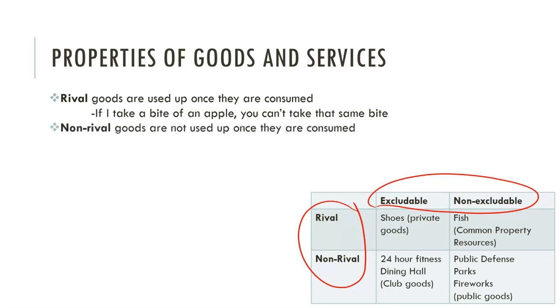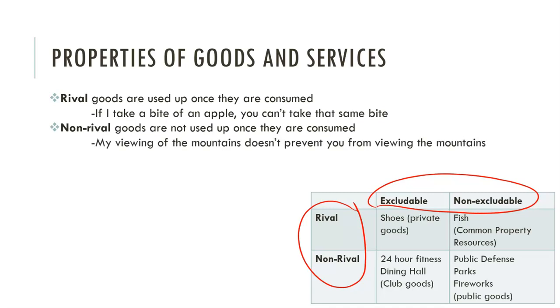A non rival good is different. It's not used up once it's consumed. So I can use it and then it's still available for somebody else's use. So if I go outside and look at the mountains by PCC, you can also go outside and look at the same mountains. Me looking at them does not make them no longer exist.